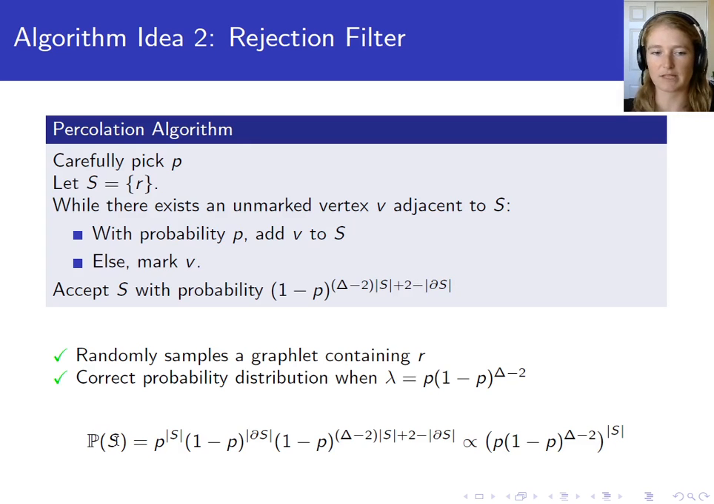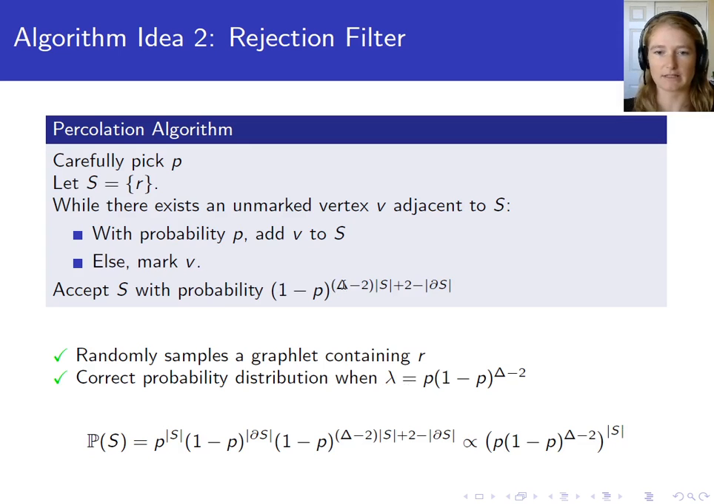So now when we look at the probability of accepting a particular subgraph S, we have this 1 minus P to the size of partial S, and we have a 1 minus P to the negative size of partial S. And so those are going to cancel. We are left with terms that only depend on the number of vertices in the subgraph, not the number of vertices adjacent to the subgraph. And we end up with something proportional to P times 1 minus P to the delta minus 2, raised to the power of the number of vertices in S. So when this P times 1 minus P to the delta minus 2 is exactly our lambda, we are going to get the correct distribution.